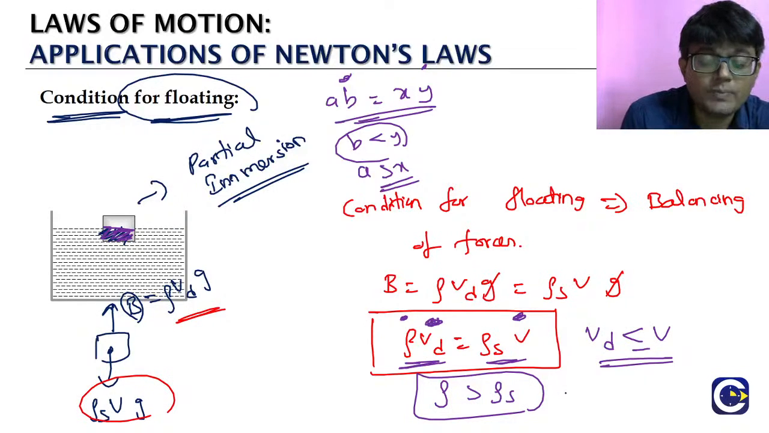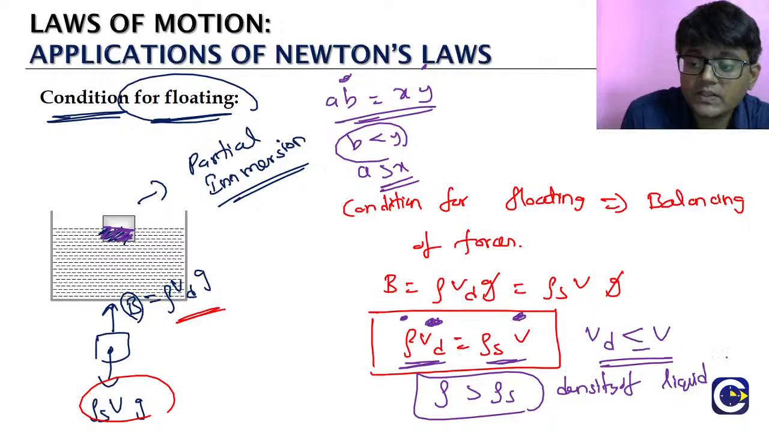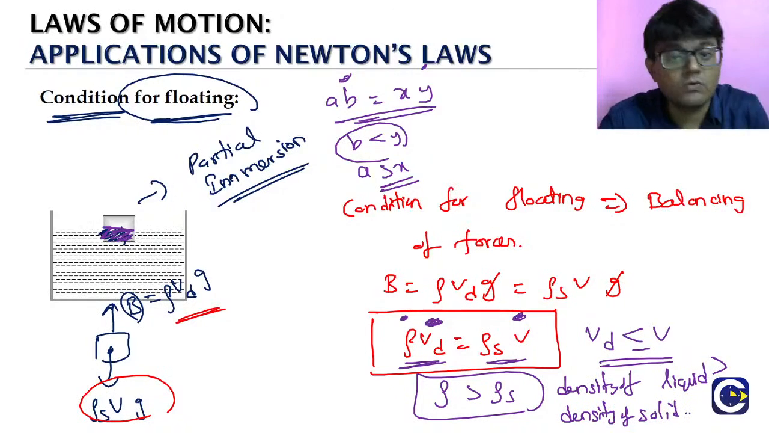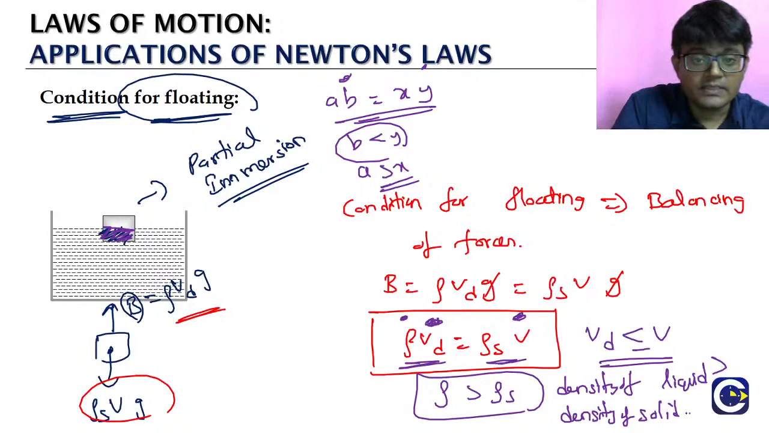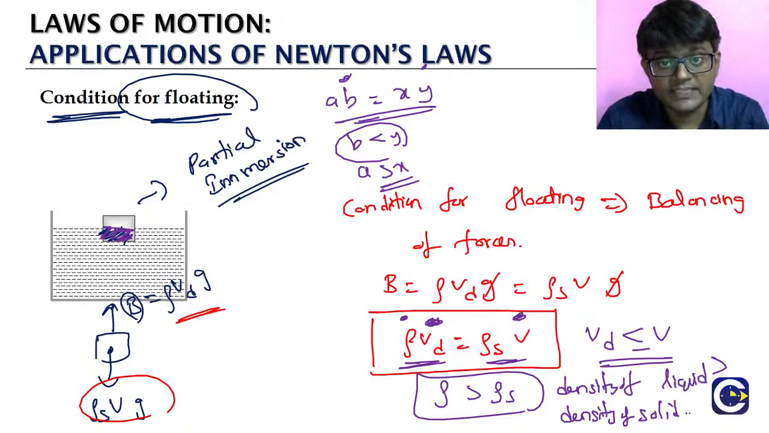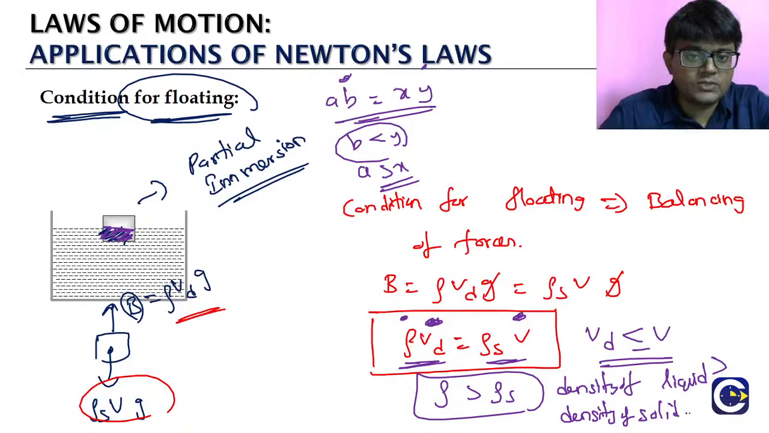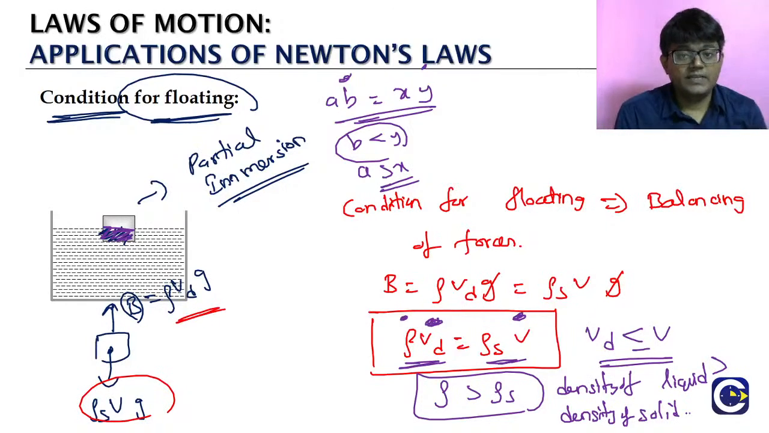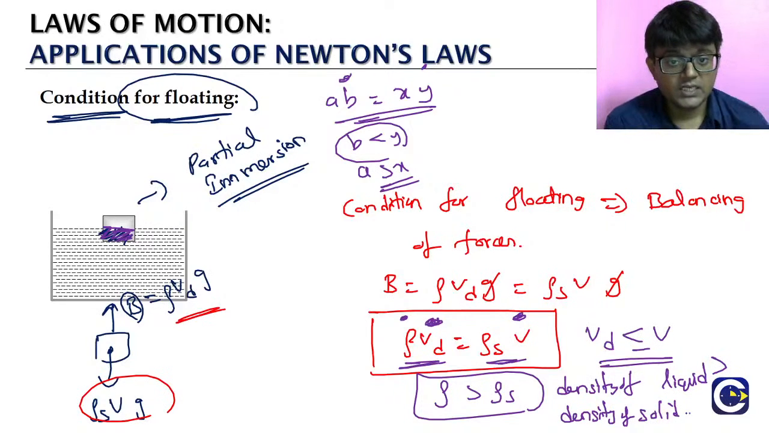What is it, guys? Rho means the density of the liquid should be more than the density of the solid. So why will ice float on water? Because the water density is more than the density of the ice. When you take some wooden pieces and throw them on water, they will float when the water density is more than that of the wooden piece. So floating will come when the density of the liquid is more than the density of the solid.